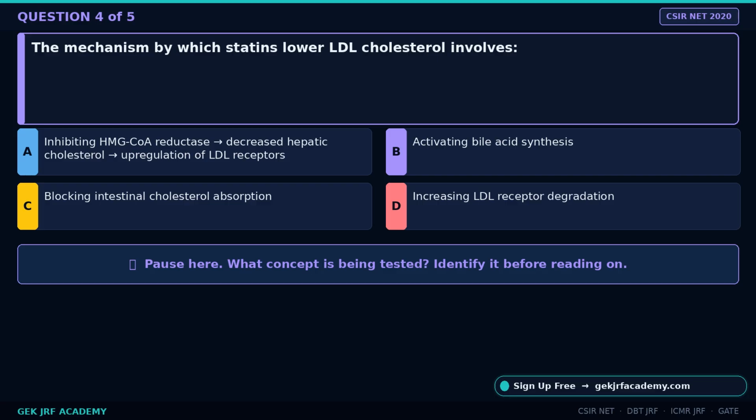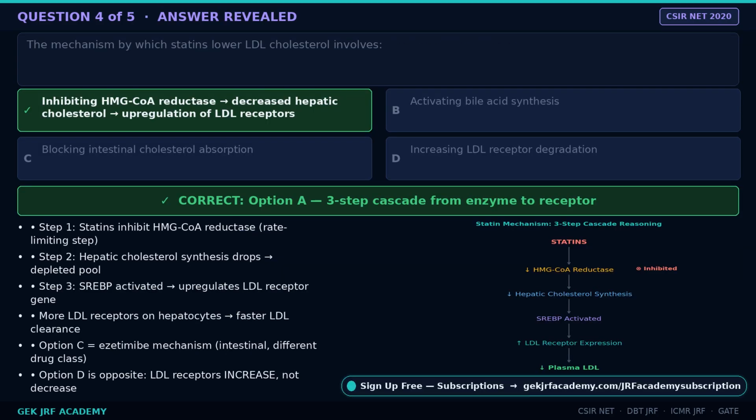Pause. This question tests cascade reasoning. You must trace a cause and effect chain from the drug's molecular target all the way to the physiological outcome. Identify each step before choosing. The correct answer is option A. Statins work through a three-step cascade that requires precise mechanistic reasoning to trace.